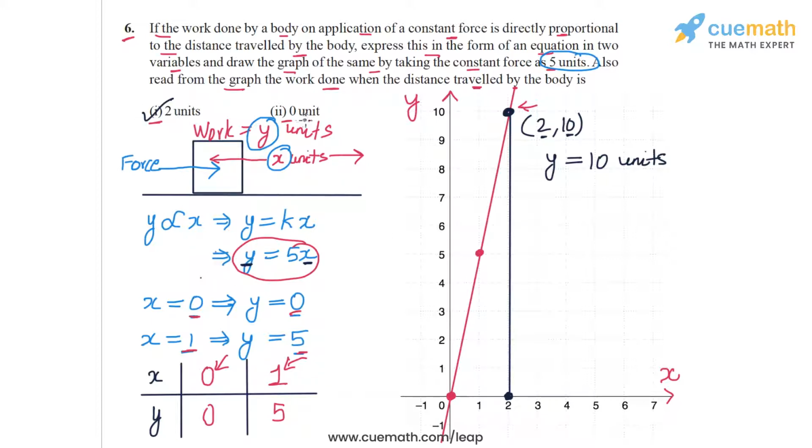In part 2, we have to find the work done if the distance moved is 0 units. So x is 0, which corresponds to this point here. And we see that for this point, the y coordinate is also 0, and hence the work done will be equal to 0 units if the distance moved is 0. So that completes part 2. And with this, we have finished question number 6.